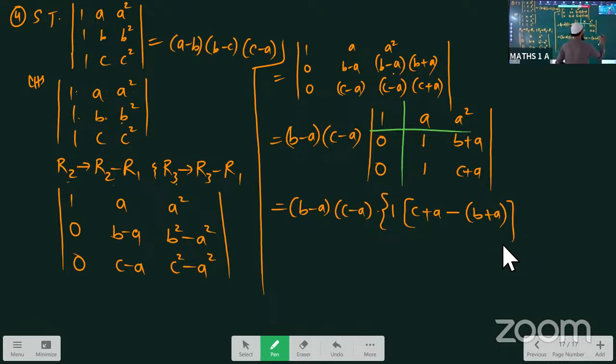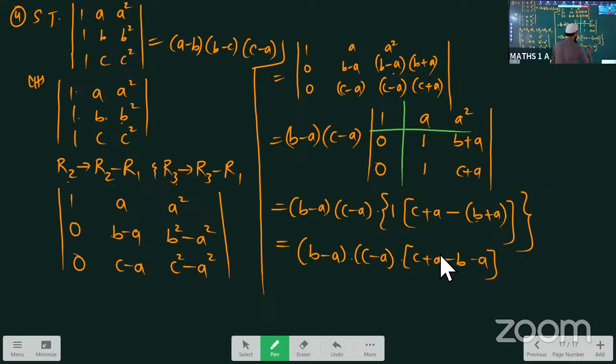So multiplying this again, this equals (b minus a) into (c minus a) into, 1 into anything is the same thing. So (c plus a) as it is, minus 1 into b, minus into plus a gives minus a. So plus a minus a cancel. Finally, what we got? (b minus a) into (c minus a) into (c minus b).